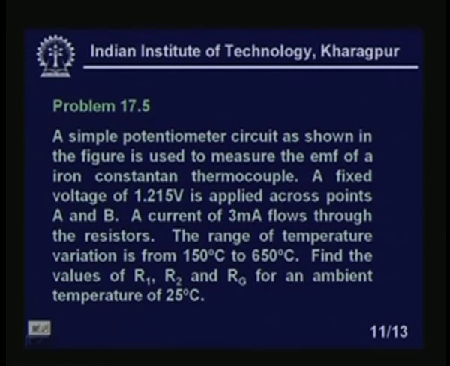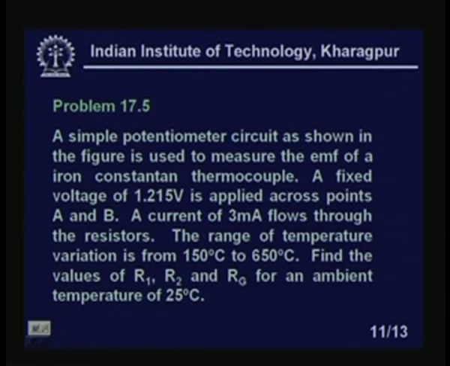A fixed voltage of 1.215 volt is applied across the points A and B. A current of 3 milliampere flows through the resistors, and the range of temperature variation is from 150 degrees centigrade to 650 degrees centigrade. Find the values of R1, R2 and Rg for an ambient temperature of 25 degrees centigrade.